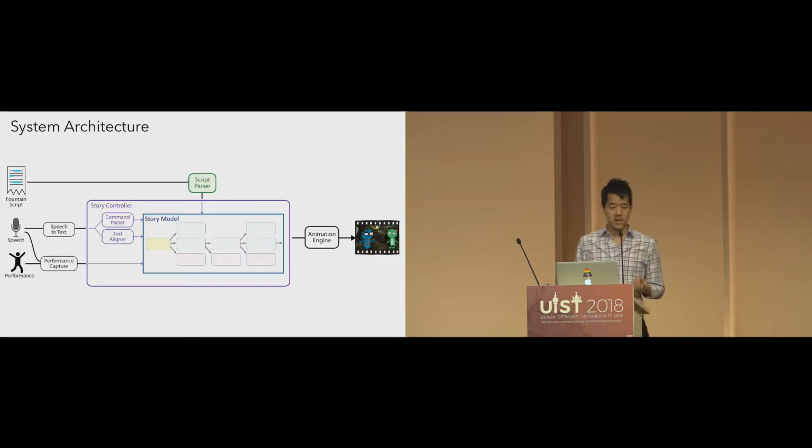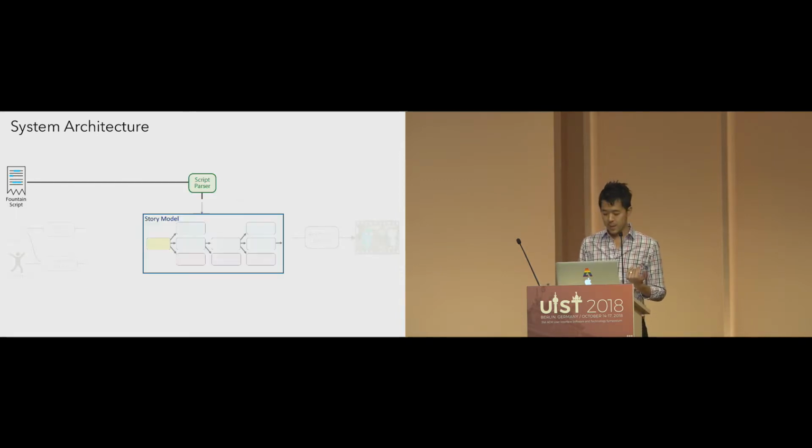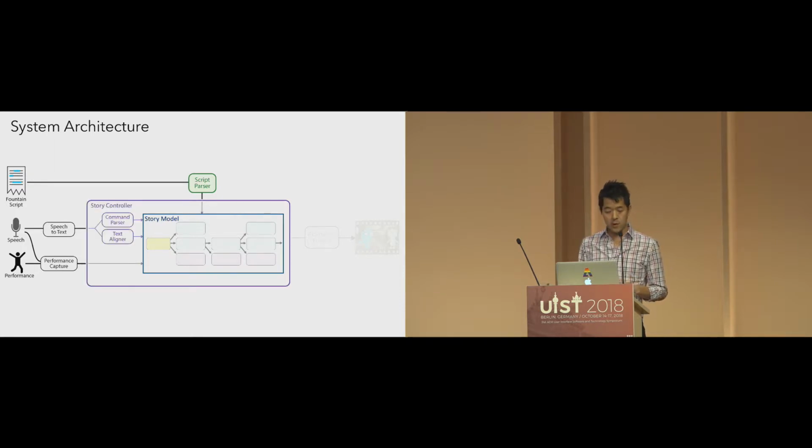So the overall system architecture looks like this. Starting with an annotated script, TakeToons automatically parses this into a story model where the nodes represent the marked up animation events. And then as the user performs, the story controller maps those performances into that story model. Now finally, to create the final animation, an animation engine converts the story model into the final animated result. And in our case, we use Adobe Character Animator for that engine.